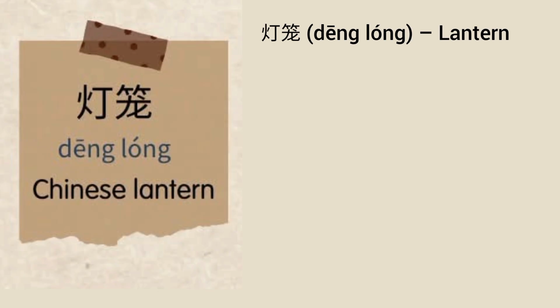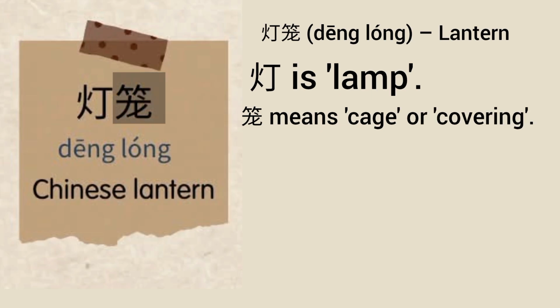First character is 灯. It stands for lamp, which is our main character. Second character is 笼. It stands for cage, or covering. So together it makes 灯笼. So it refers to a lamp with a cover, a lantern. They are widely used in Chinese festivals, especially during the Lantern Festival, to symbolize reunion and celebration. Hope you learn it. Let's watch examples to learn it even more.